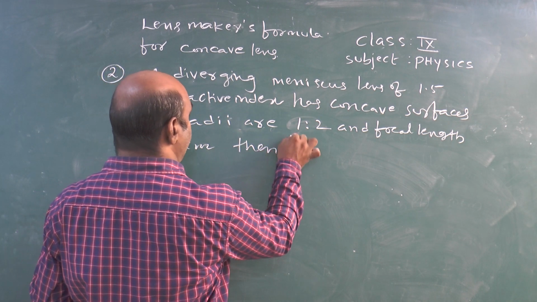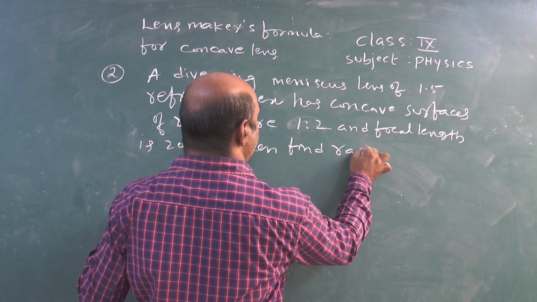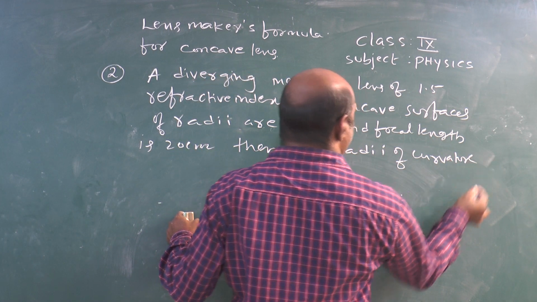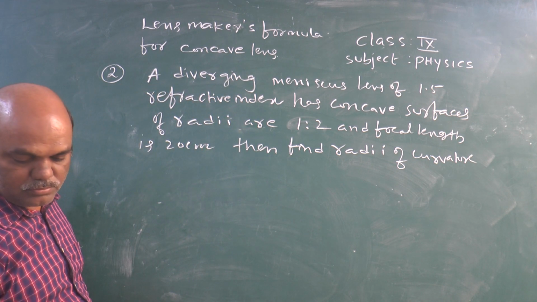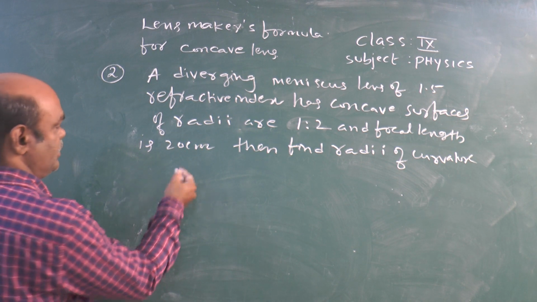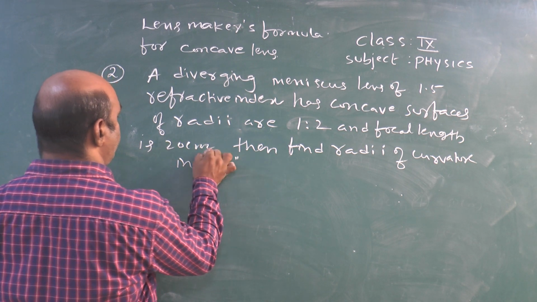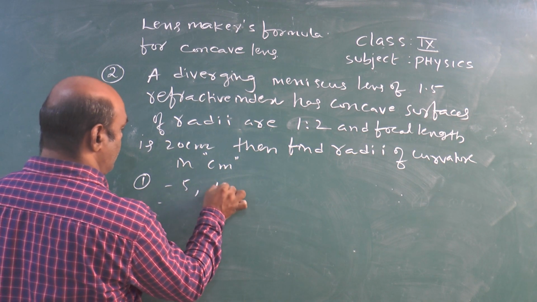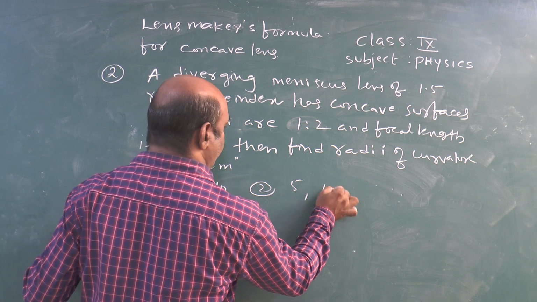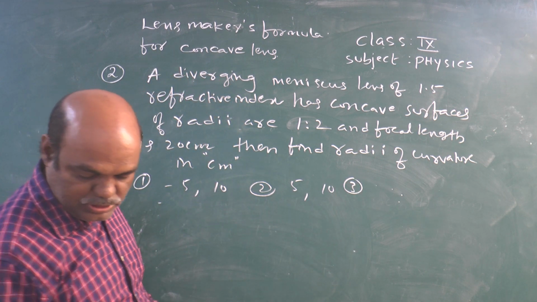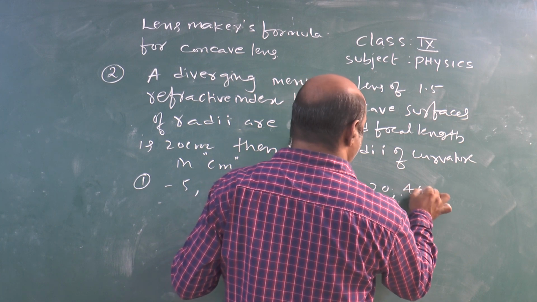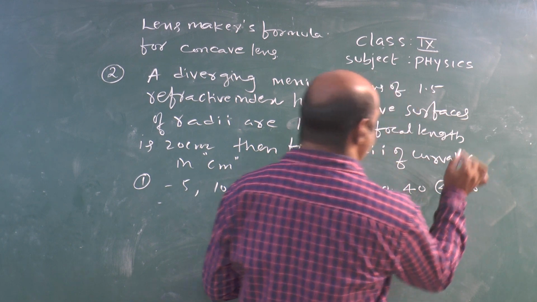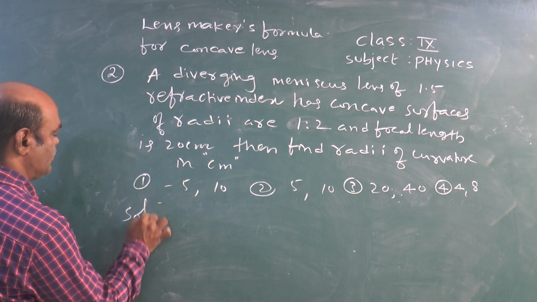Then find radii of curvature in centimeters. So here first option is minus 5 comma 10. Second option 5 comma 10. Third option 20 comma 40. Fourth option 4 comma 8. So what is the solution to this problem?